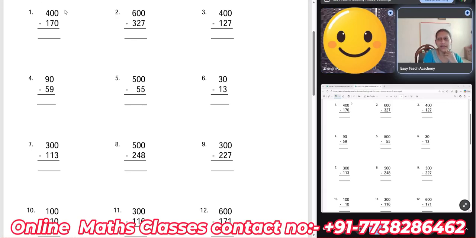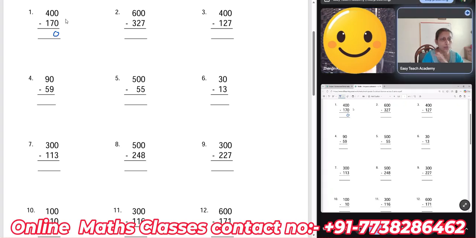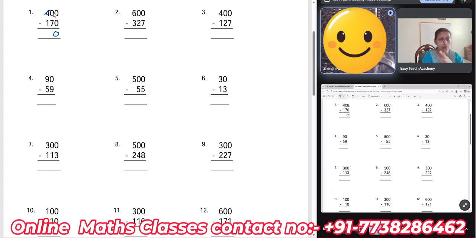0 minus 0 is how much? 0. Now 0 minus 7 is not possible. So what will we do? We will borrow. We will borrow from the 4, so it becomes 10, and then 4 will become 3. Yes. 10 minus 7 is 3. 3 minus 1. 3 minus 1 is 2.